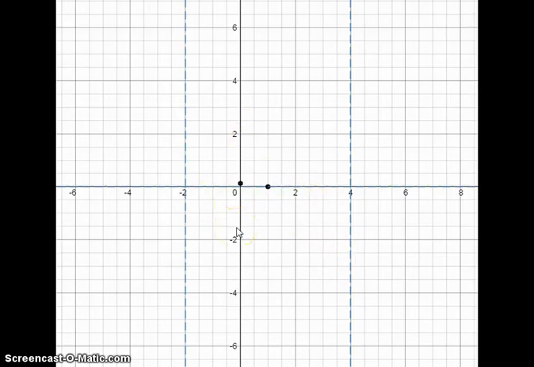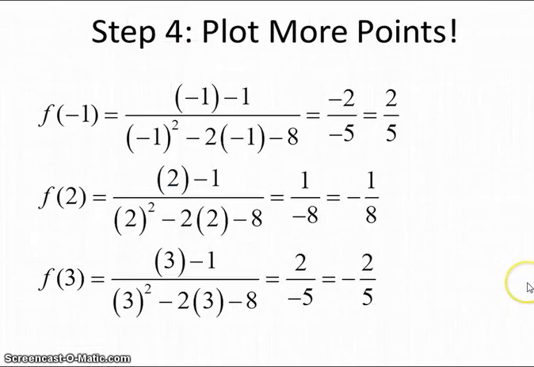So the next step is just going to be plotting points. So let's do that. A good next step is to plot points that are between the asymptotes and the x and y intercepts, and that'll give you more of an idea of what the curve looks like. So I chose -1, 2, and 3 for x because those are between our two asymptotes and they are to the left and to the right of our x-intercept. So let's go ahead and plot these points on the graph.